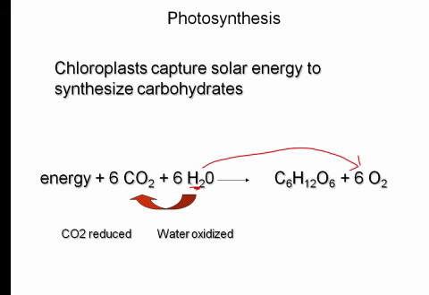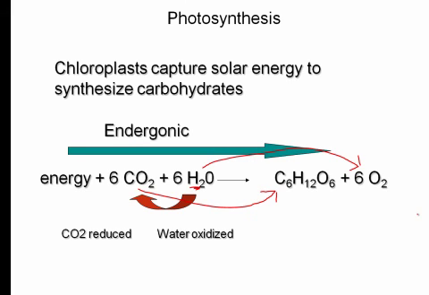And if we add that hydrogen to the carbon dioxide, that carbon dioxide can be used to make glucose. This is a very endergonic reaction, and so it requires energy, and that energy comes from sunlight. We will be looking at the process of photosynthesis in detail in Lesson 8.